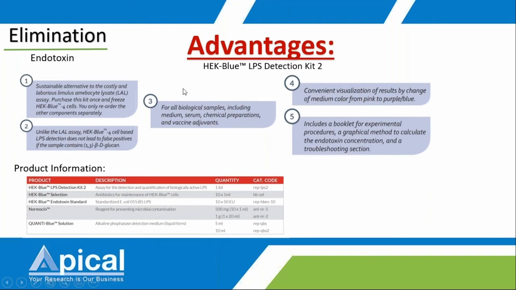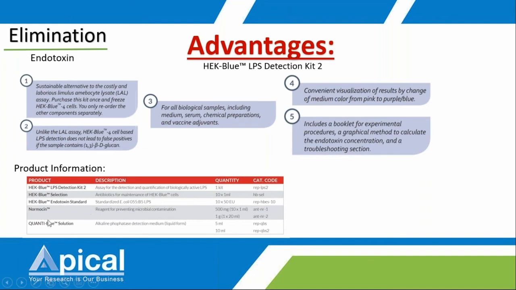Okay, now you can use all types of biological samples. These are the biological samples you can use to detect LPS. You can use medium, serum, chemical preparation, or even vaccine adjuvants. And it's very easy to visualize, because you can see it with your naked eye, or if you have a plate reader, you can also visualize from there. It is actually changing from the medium color of pink to purple.